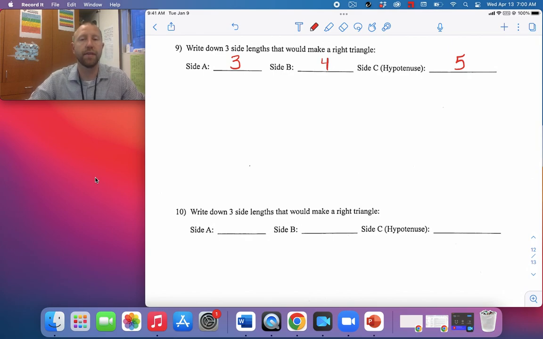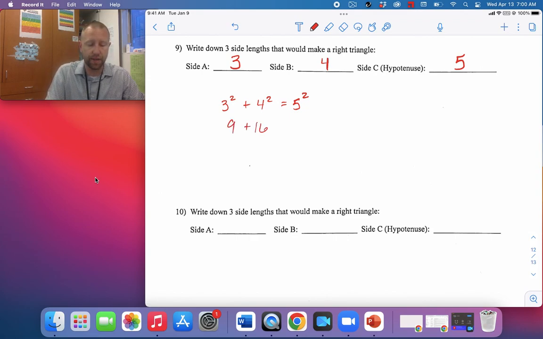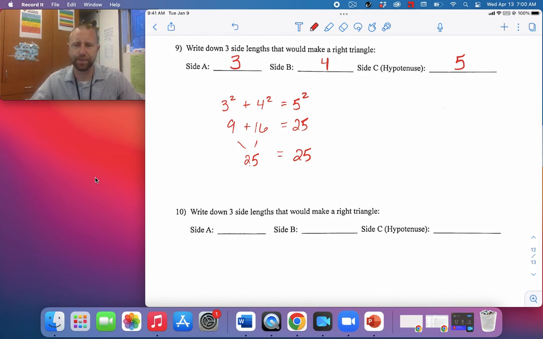So 3, 4, 5, that does work, and I just want to show you that it works. If I do 3 squared plus 4 squared equals 5 squared, if I plug this into the Pythagorean theorem, it will be true. Okay, 3 squared we know is 9, 4 squared we know is 16, 5 squared we know is 25. Well, 9 plus 16 is 25. Okay, so there's one answer.